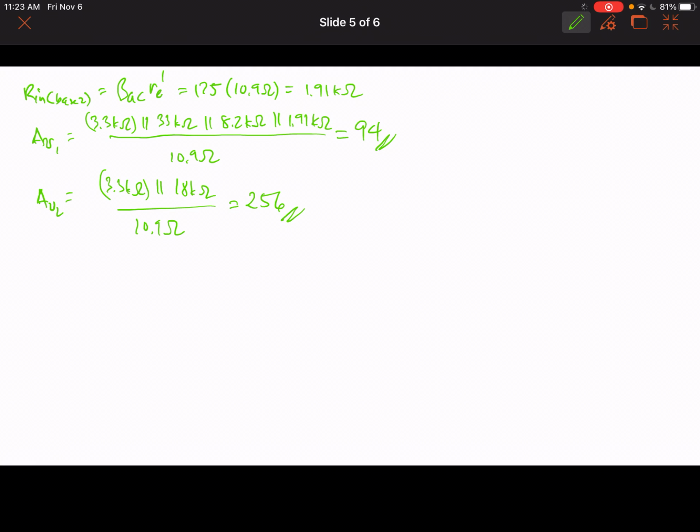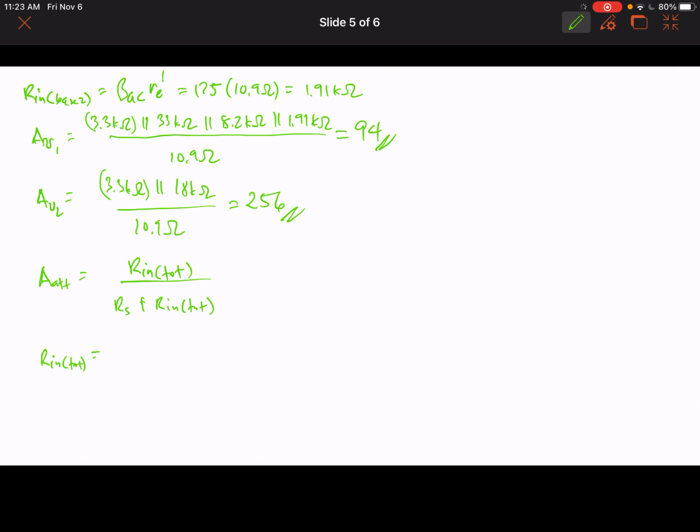Now to solve for the overall gain, we also need to solve for the attenuation. So let's do that. The attenuation is given by the input total resistance divided by the source resistance plus the input total resistance. Okay, and let's solve for the input total resistance first.